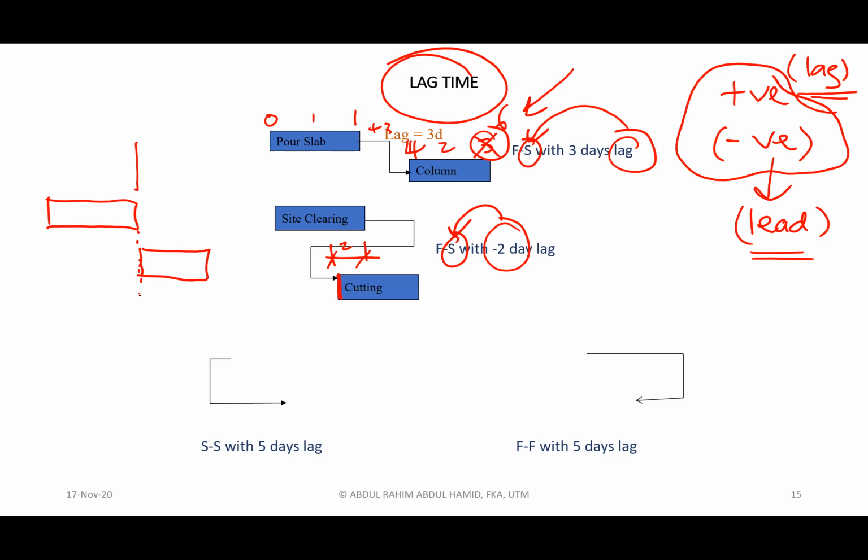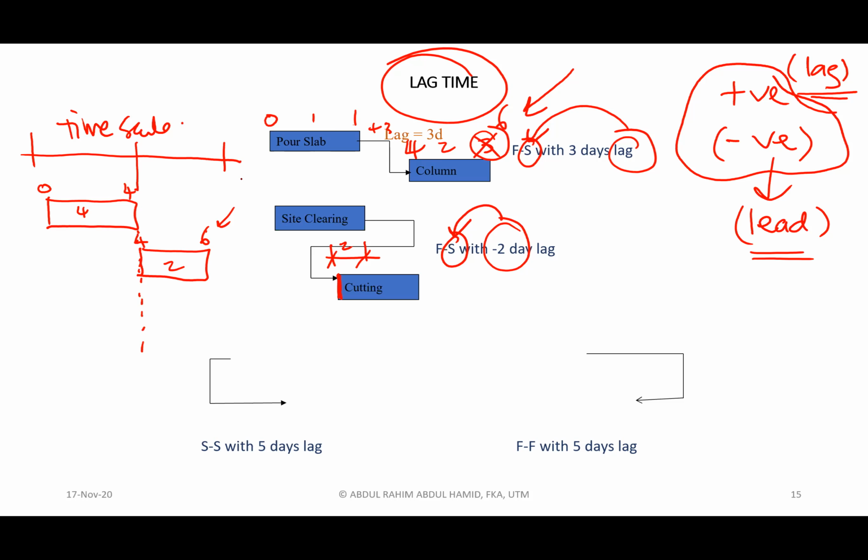Imagine this is the time scale of the project. Let's say activity site clearing is 4 days. So 0 plus 4 equivalent to 4. 4 will be here immediately. Let's say activity cut is 2 days. 4 plus 2 equivalent to 6 days. You see, finish on 6 days.